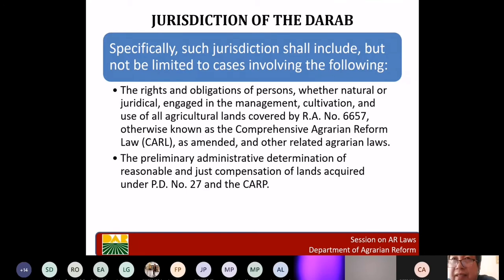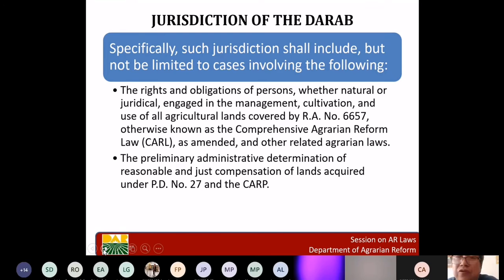For example, there are many CLOA holders or EP holders who cannot possess the awarded lands given to them because there are some occupants. So what they will do is file before the DARAB a petition for recovery of possession, claiming to be the awardee and that they have the right to possess the land. So the usual answer of the respondents, the occupants, is lack of jurisdiction on the part of the DARAB, because according to most of the arguments of the respondents, there is no tenancy relationship between them.